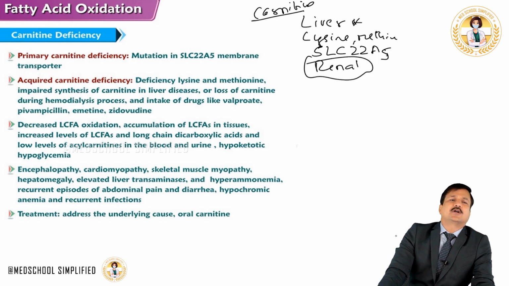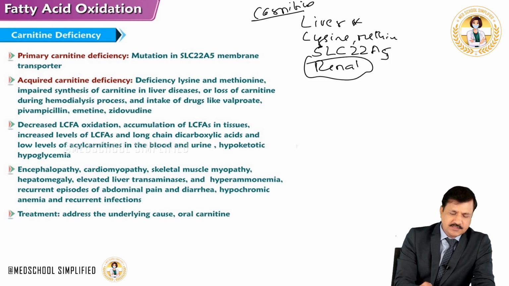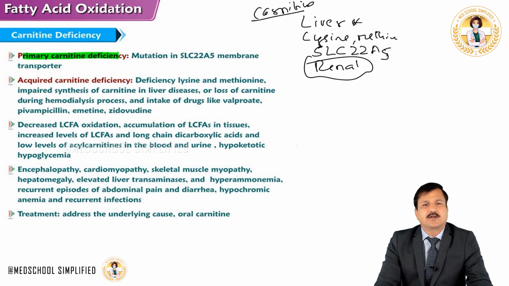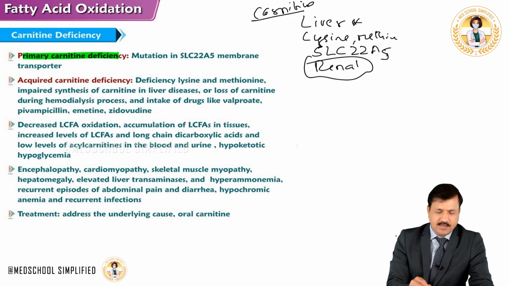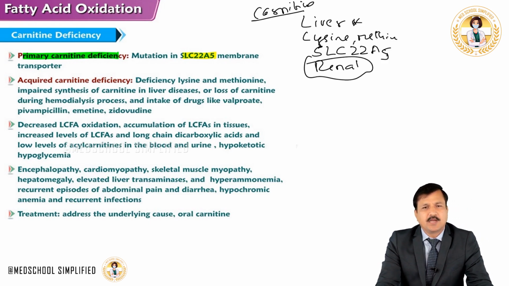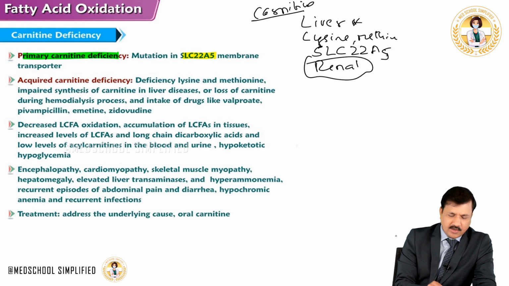Now, let's look into the disorders with that background information. So, let's look into carnitine deficiency. Carnitine deficiency can be divided into primary carnitine deficiency, because of a genetic condition, a mutation in the gene coding for SLC22A5, a membrane transporter. It will lead to decreased availability of carnitine in the peripheral tissues, and that will lead to carnitine deficiency. And the second is acquired carnitine deficiency.